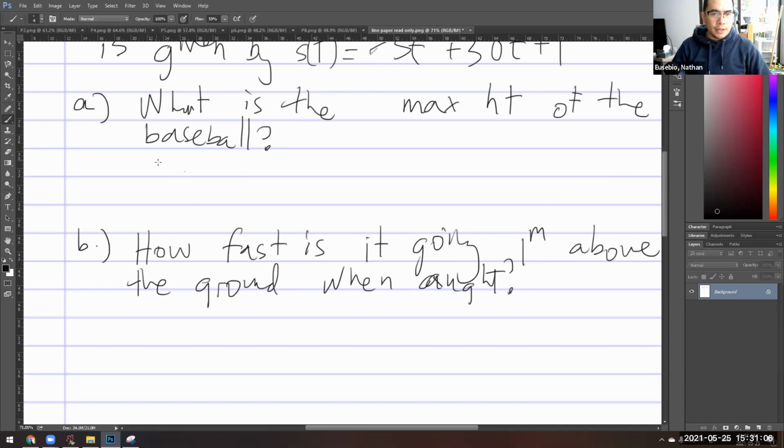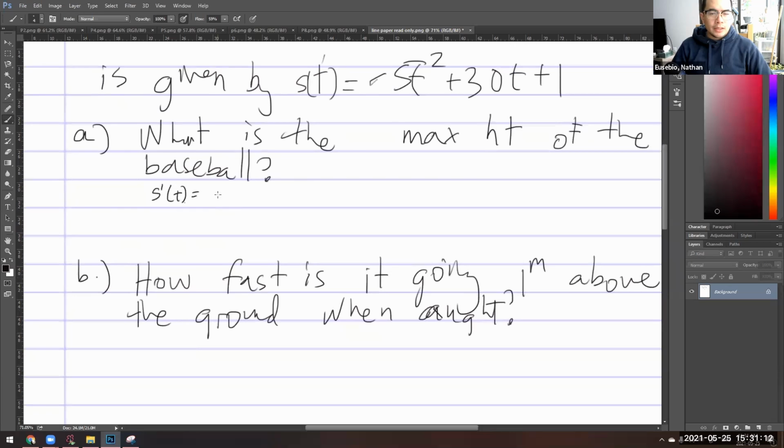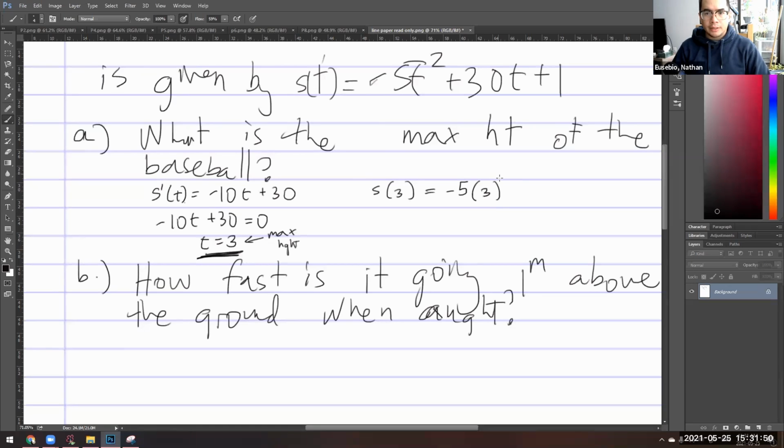So all you really need to do there is we go s prime of t is negative 10t plus 30. And then we solve for 0. Negative 10t plus 30 equals 0. Fast forwarding a bit, we move the 30 to the other side, divide by 10. t is 3. So max height occurs when time is equal to 3. We plug the 3 back into the original function to get the real height. So s of 3 equals negative 5 times 3 squared, plus 30 times 3, which is 90. So 3 squared is 9. 9 times negative 5 is negative 45. Minus 45 plus 90 plus 1, 46.